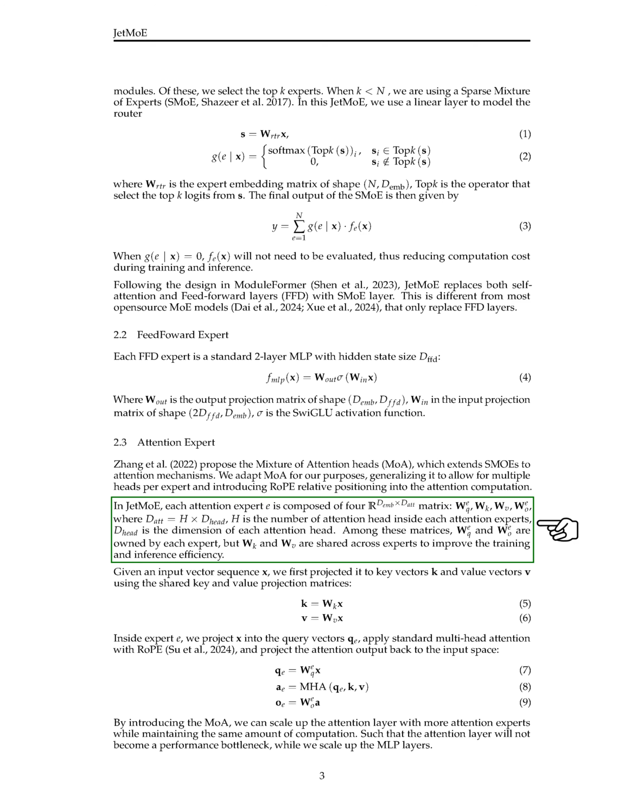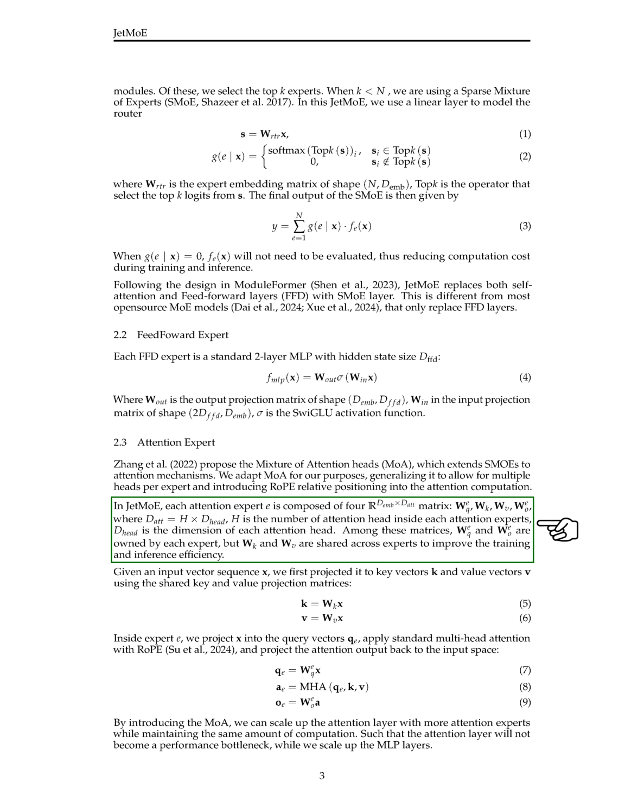The matrices W_Q^E and W_O^E are specific to each expert, while W_K and W_V are shared among experts to enhance training and inference efficiency. When given an input vector sequence x, we first project it into key vectors k and value vectors v, using the shared key and value projection matrices. Within expert E, we further project x into query vectors q_e, apply standard multi-head attention with rope, and then project the attention output back to the input space.